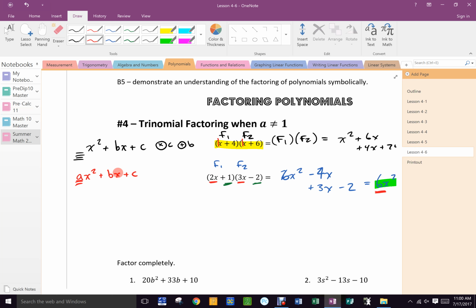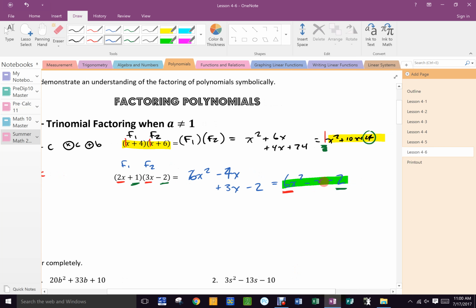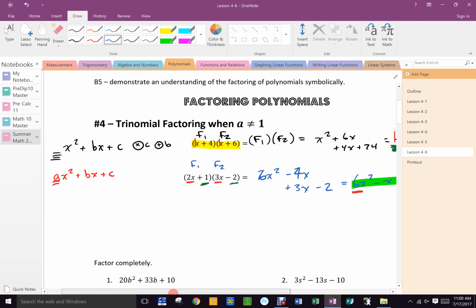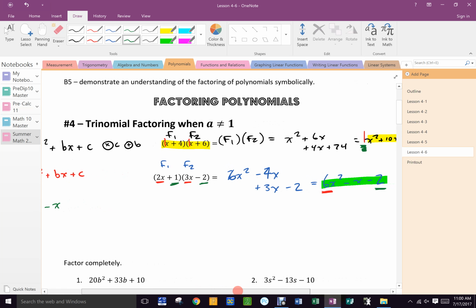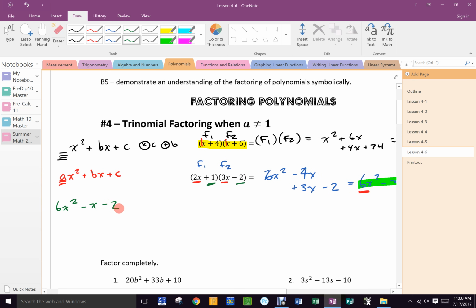So, here is how we do it. I'm going to use this because you already have seen the right answer. So I'm going to use that trinomial. I'm going to start with 6x squared minus x minus 2. That's where we're going to start. I'm going to draw a line here because we're doing the lesson right now.